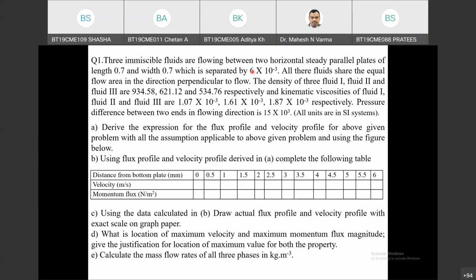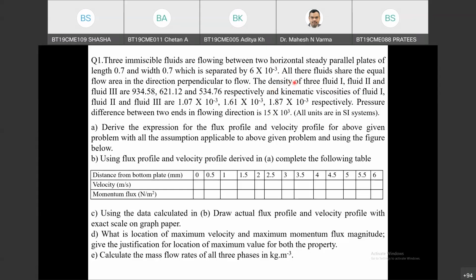All three fluids have equal area, so 2 mm will be for fluid 1, 2 mm for fluid 2, and 2 mm for fluid 3. The area in a direction perpendicular to flow, the flow area, is equal. So the perpendicular cross-sectional area in the direction of flow will be the same.